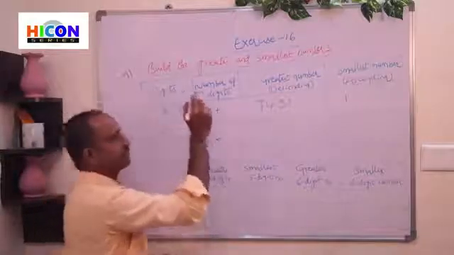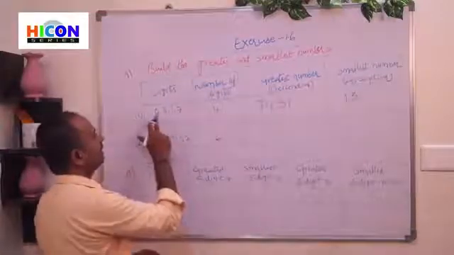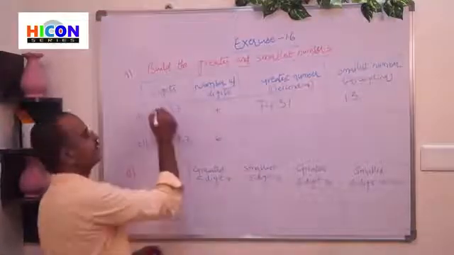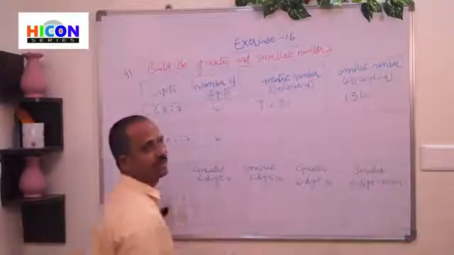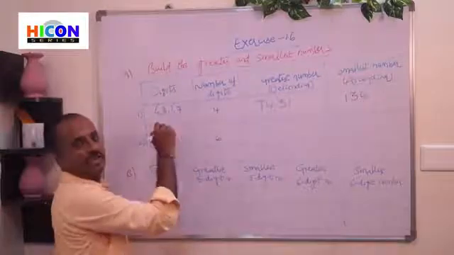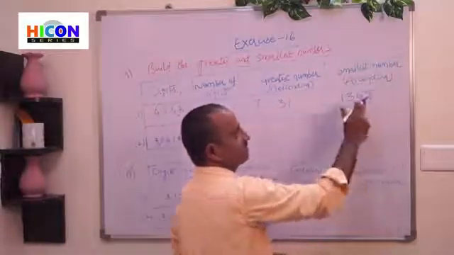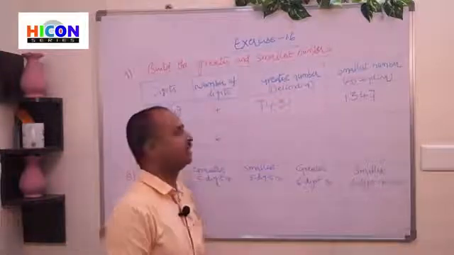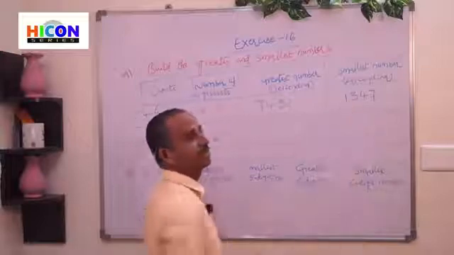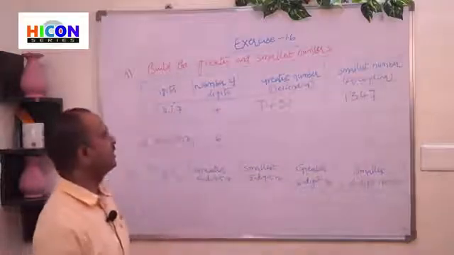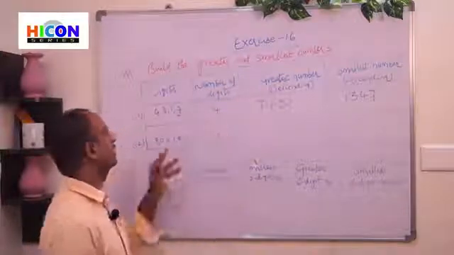Next, which one is the smallest? 3 is the smallest. So write 3 after 1. Next, among 4 and 7, which one is the smallest? 4 is the smallest. So write 4 after 3. And 7 is remaining. So write the remaining digit in the last. So children, this is the smallest 4-digit number, 1347. In this way, we can write the greatest number and smallest number with the given digits.